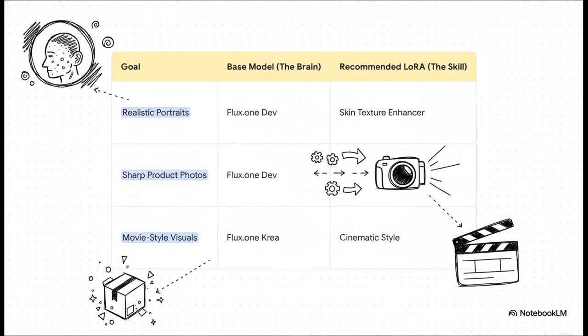This here is basically a recipe book. You can mix and match these components to get different results. So, you want a hyper-realistic portrait? Okay, you combine the Flux developer model with a skin texture enhancer LoRA. Need an incredibly sharp product photo? You can use that same Flux model, but this time add a LoRA designed to tweak the details.